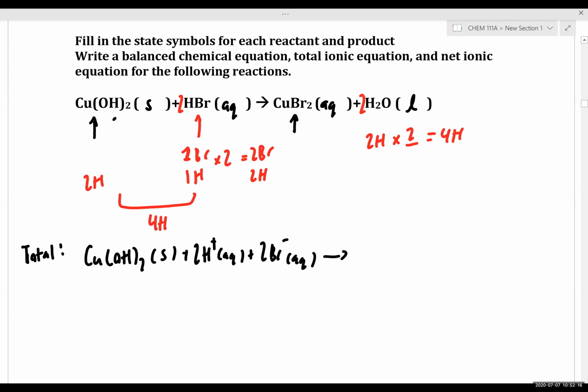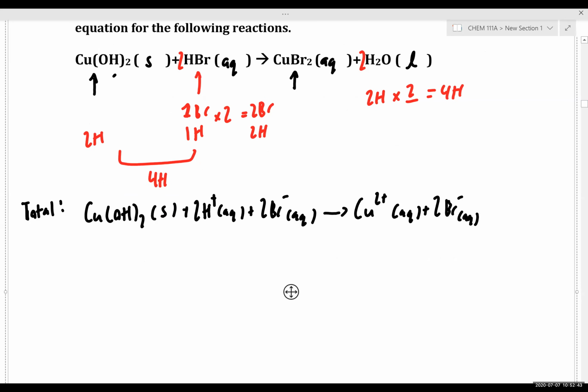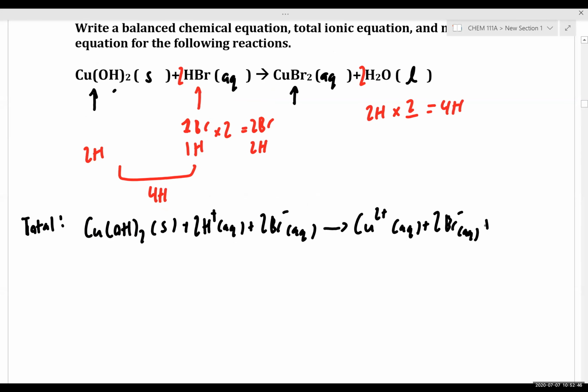Okay. Do we dissociate copper bromide? Yes, it's soluble. So we break copper(II) bromide into copper(II) plus and 2 bromide ions. Okay, and then water, we keep exactly as is, 2H2O liquid. We don't dissociate pure solids and liquids.